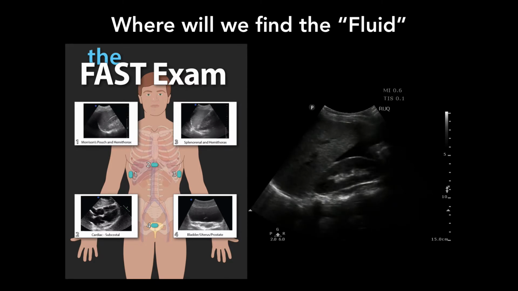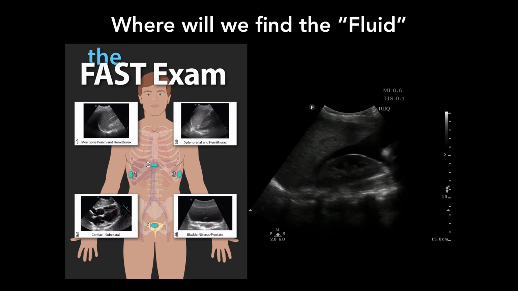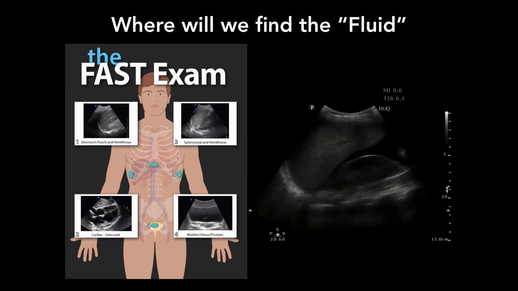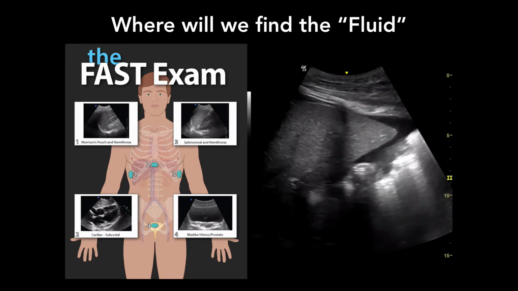So if it's a trauma patient, what is it? Blood. If it's the patient that has liver failure, what is it? Ascites. And if the patient, and let's say it's a kid that has appendicitis, and it's ruptured. What is it? Pus.